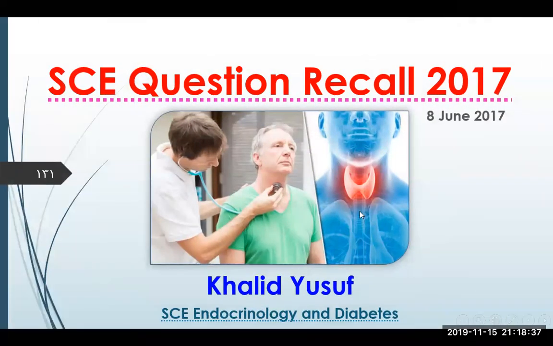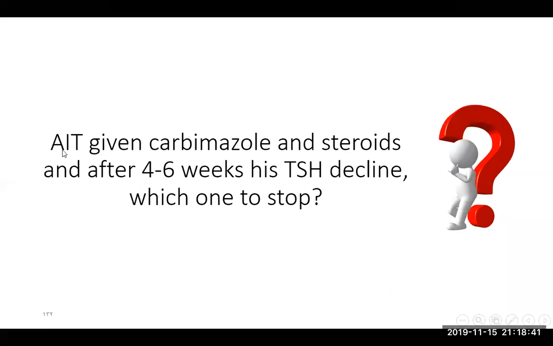A question recalled from 2017 asked about a patient with amiodarone-induced thyrotoxicosis given carbimazole and steroid, and after 4 to 6 weeks his TSH declined. Which one to stop? TSH is normalized actually, with rapid normalization of TSH. Carbimazole. Yes, it is type 2, so we must stop carbimazole.